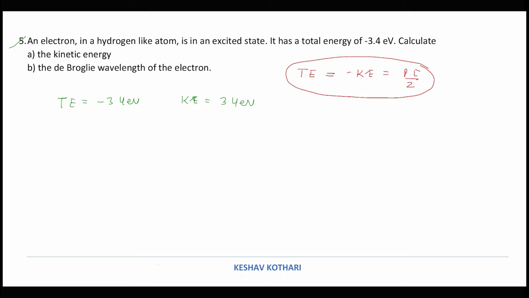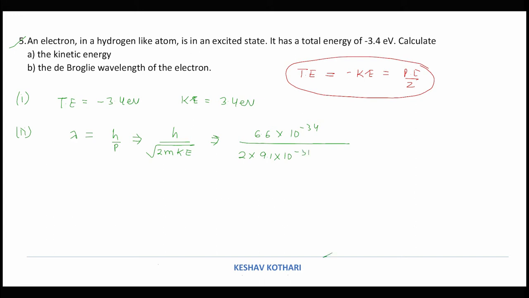Now the question is asking us the de Broglie wavelength of the electron. So for the de Broglie wavelength, we say lambda is equal to h by p, and we can write it as h upon root over 2m kinetic energy. So we can put h as 6.6 into 10 to the power minus 34 upon root over twice mass of electron, that is 9.1 into 10 to the power minus 31, into kinetic energy.